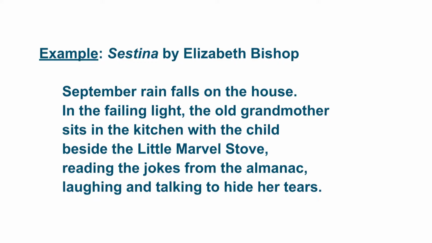This one is called Sestina, and it's by Elizabeth Bishop. September rain falls on the house. In the failing light, the old grandmother sits in the kitchen with the child beside the little marble stove, reading the jokes from the almanac, laughing and talking to hide her tears.